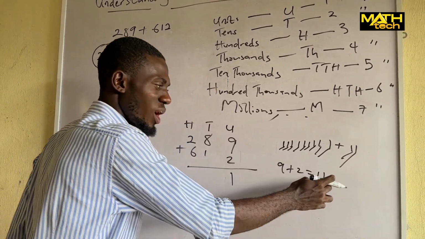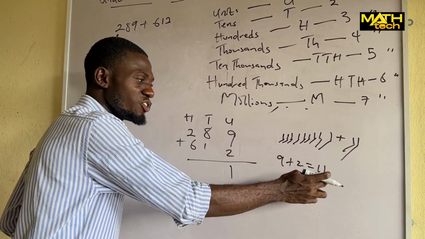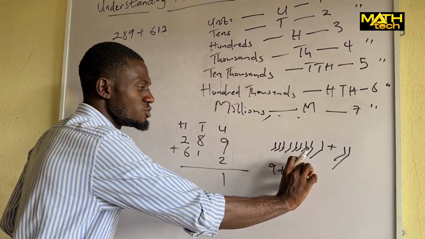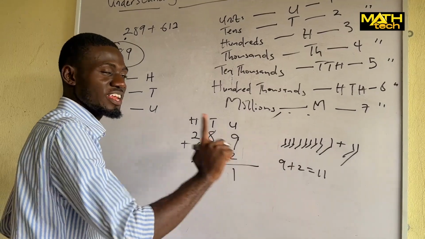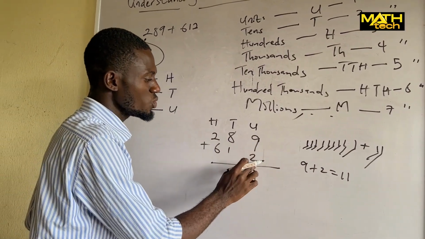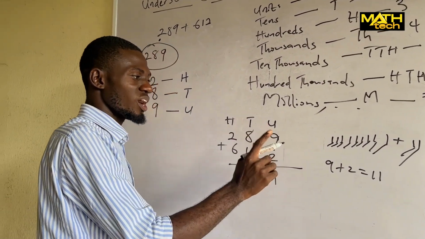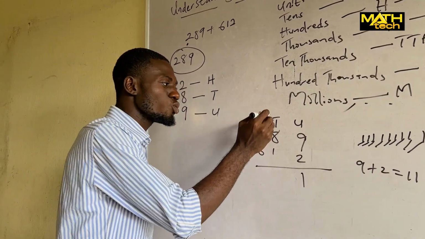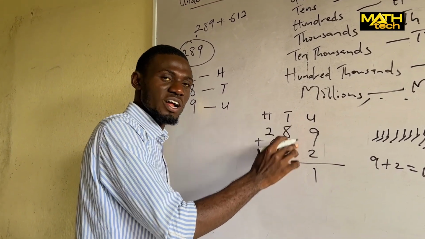So you write this one at your right hand side. You write the value of the right hand. That is the second value. Then you carry over the left value. So 9 plus 2 is 11. We write down 1 and we carry 1, which is this left value. And you use that one to add to the value of your tens.